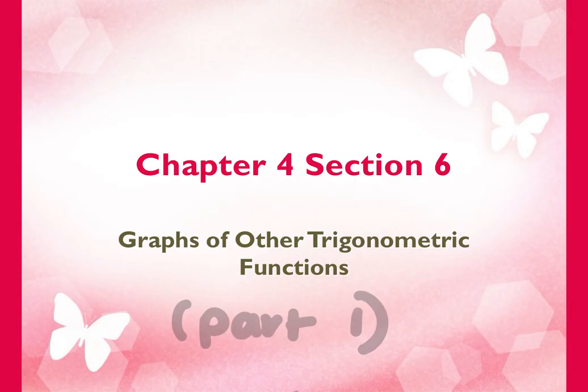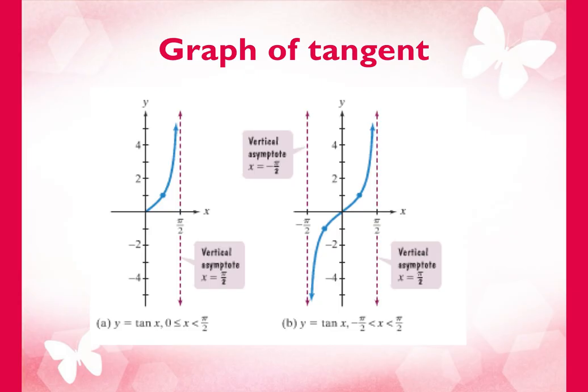Okay. So 4.6 is tangent, cotangent, secant, and cosecant. We're going to do tangent and cotangent today, and then we'll do secant and cosecant on Wednesday. So here's the initial shape of tangent. It actually looks like a cubic function. It points up to the right, and it falls to the left.